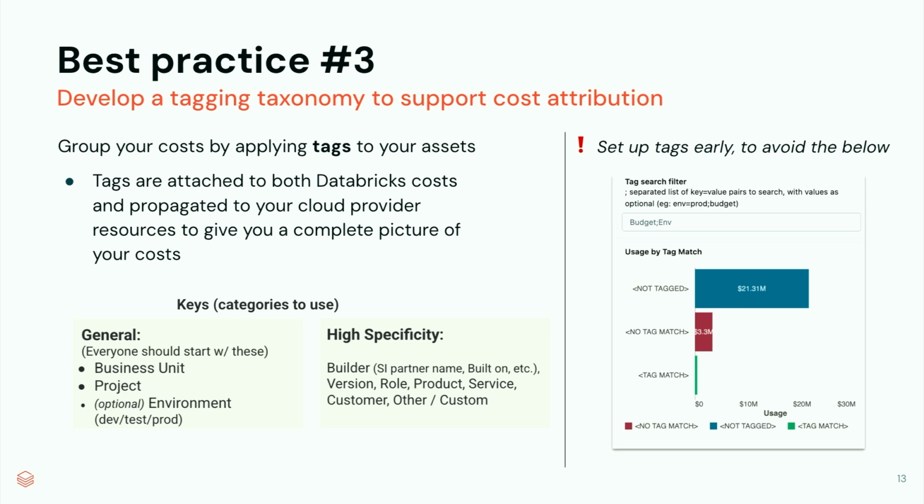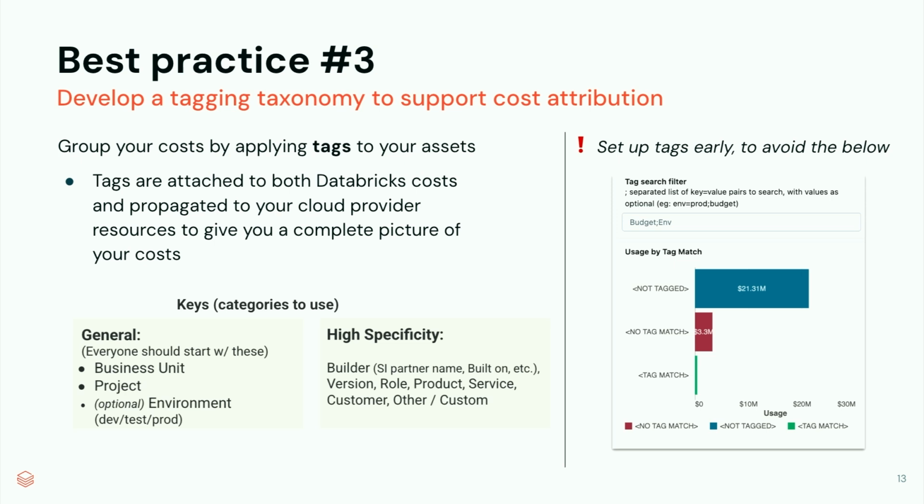Now, what are tags? Tags are basically keys and values, just strings, that you can apply to nearly every resource within Databricks. And these tags will be propagated to your billing records, both on the Databricks side and on your cloud provider side. So after you get your billing records, now that you have these keys and values, you can aggregate your costs by those dimensions that you define. It can be any custom grouping that you'd like.